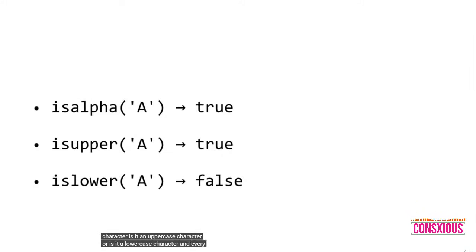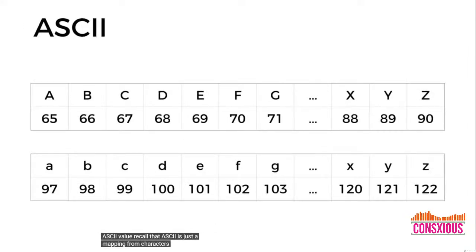And so that can help you to figure out, given a particular character, is it an uppercase character, or is it a lowercase character? And every character, uppercase and lowercase, has an ASCII value. Recall that ASCII is just a mapping from characters to numbers that represent them, where we've decided that capital A is represented by the number 65, capital B is represented by the number 66, so on and so forth, and lowercase letters have a mapping as well. Lowercase a is represented by the number 97, lowercase b by the number 98, lowercase c by 99, so on and so forth. And you can treat any individual character as equivalent to the number that represents it.